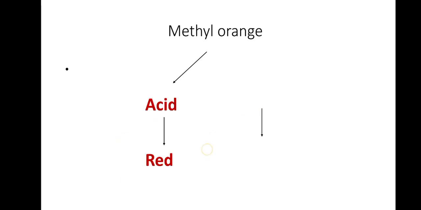Now the color of methyl orange in acidic and basic medium. In acidic medium, methyl orange gives red color. In basic medium, methyl orange gives yellow color. In acidic medium, the color of methyl orange is red, and in basic medium, the color of methyl orange is yellow.